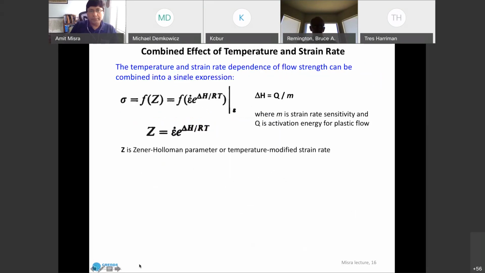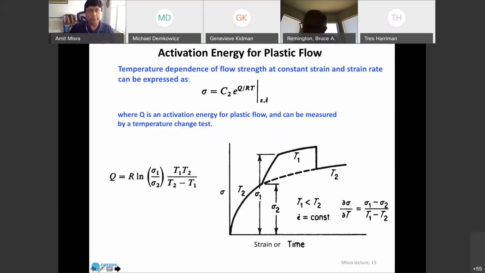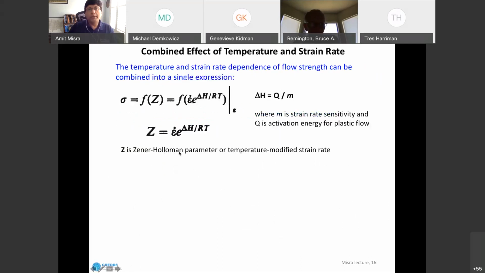Now, both of these, there is a strain rate dependence and there is a temperature dependence. They can be combined into a single expression that was originally proposed by Zener and Hollomon. So it is a Zener-Hollomon parameter, where the flow stress is a function of the Zener-Hollomon parameter, strain rate epsilon dot times e to the delta H over RT, where delta H is the activation energy for plastic flow divided by the strain rate sensitivity.